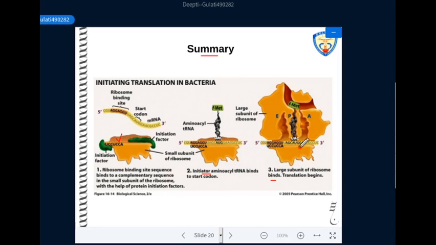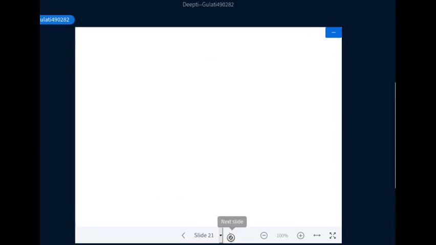Now, as the 70S initiation complex is formed, we move on to the second step of translation, that is known as translation elongation, that I will be covering in the next lecture.